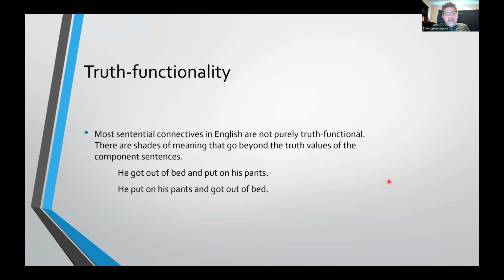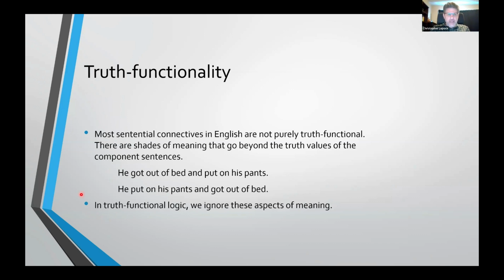Now, the sentential connectives in English are generally not truth functional. You have a lot of shades of meaning that go beyond the truth values of the component sentences. And this applies even to something as simple as and. Look at these two sentences: He got out of bed and put on his pants. He put on his pants and got out of bed. These don't mean exactly the same thing, right? This one seems to indicate that first he put on his pants and then got out of bed, and this one seems to indicate the more normal way of doing it, where you get up first and then you get dressed.